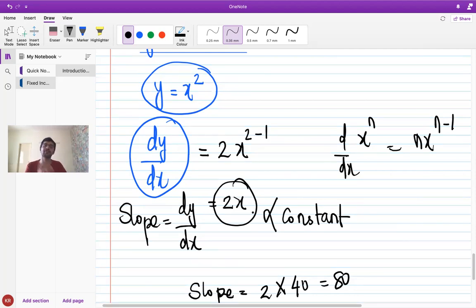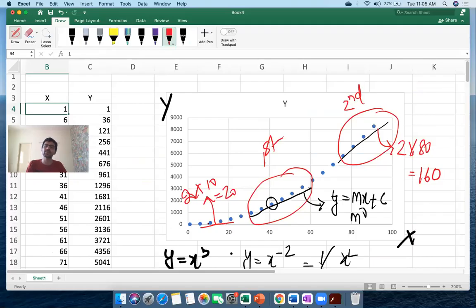At lower levels of x, y is going to change only by 20 units. For instance, when x was equal to 10, y was only changing by 20 units. But when x is equal to 80, y is changing by 160 units. That is what we are trying to say by the fact that dy by dx here is not constant, but is a function of x. The slope of the curve is itself a function of x.